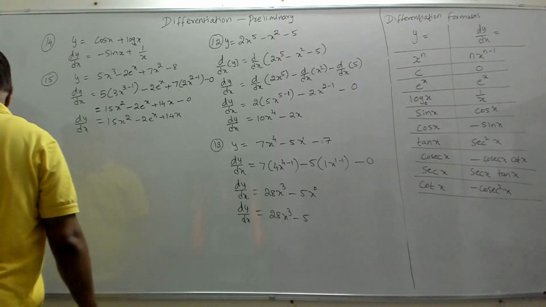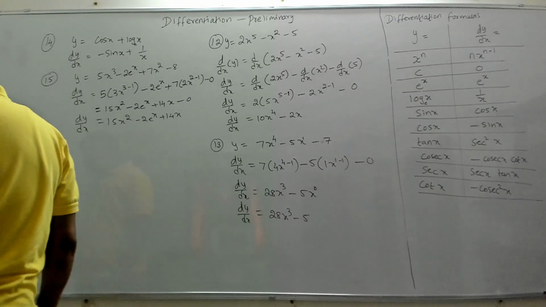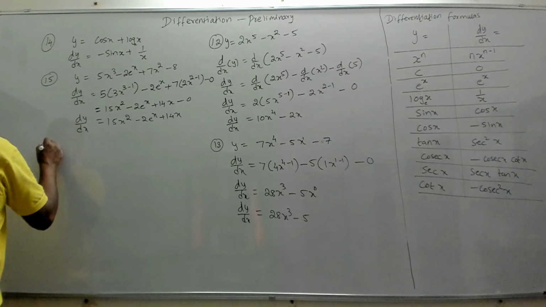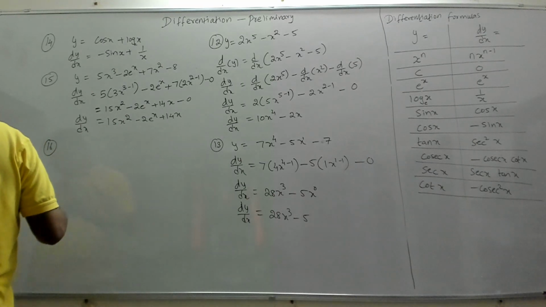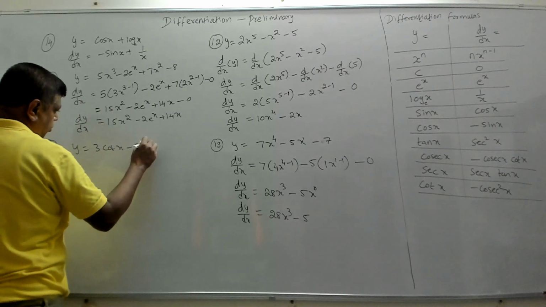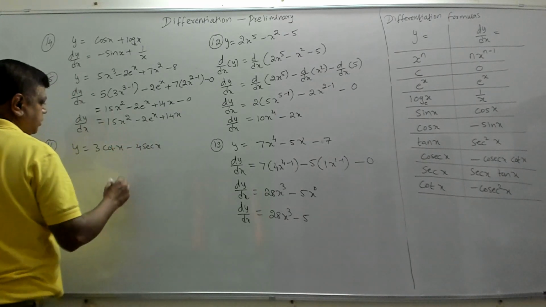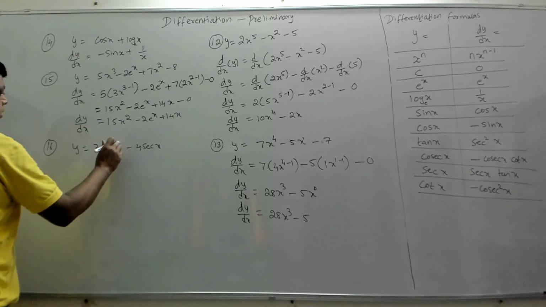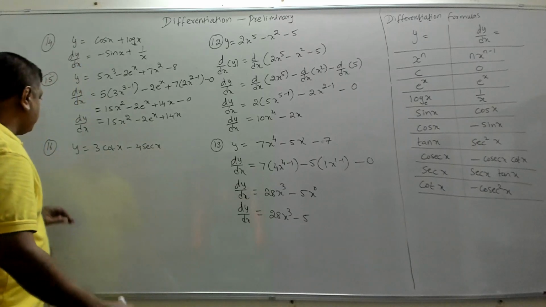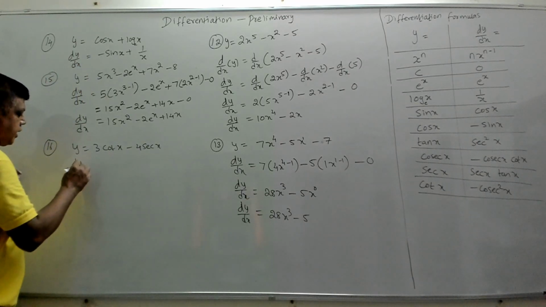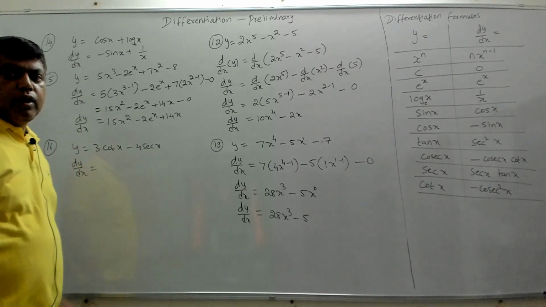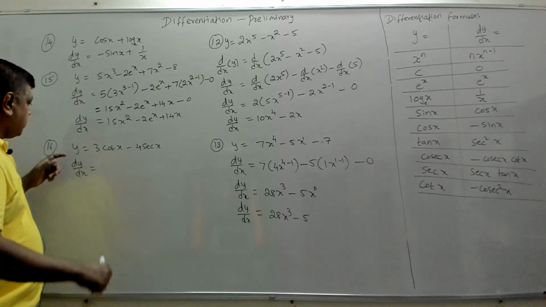Clear? Now we will do a few more problems. For example, the next one, 16. y is equal to 3 cot x minus 4 secant x. We need to differentiate this. We have differentiated this kind of function, but again we will say dy by dx equal to. So dy by dx is equal to, we are differentiating this. So differentiation of y is dy by dx.